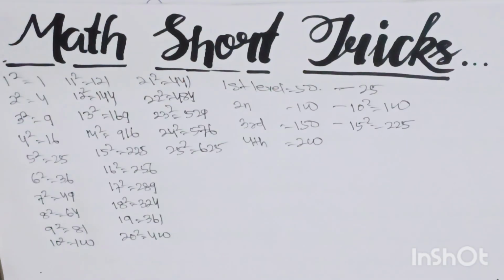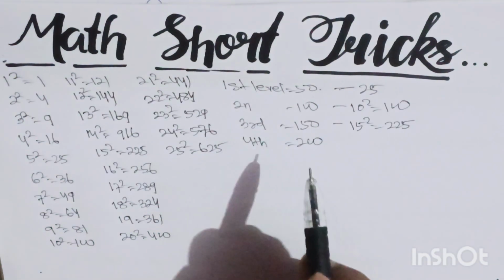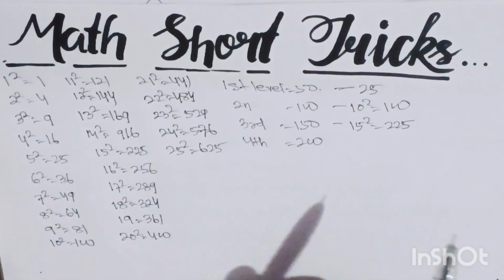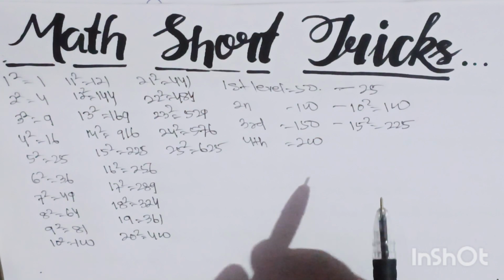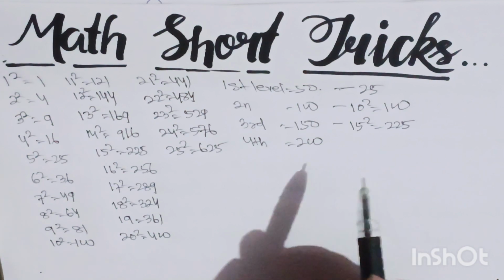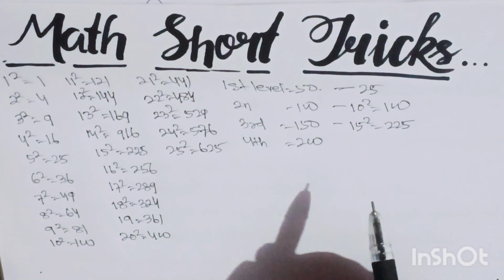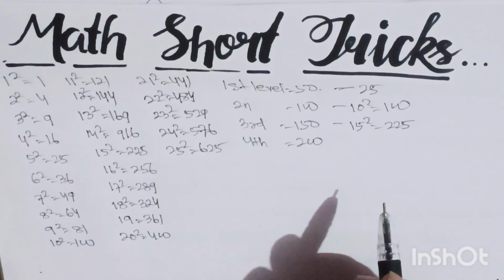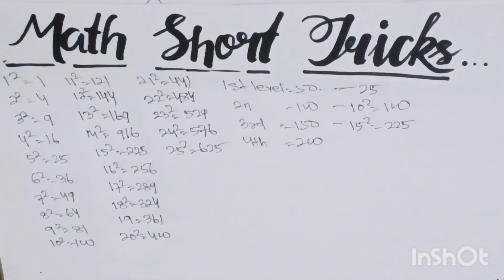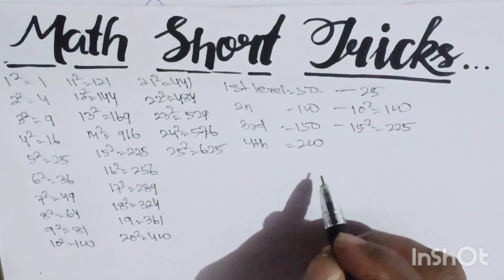Two things you have to find out. First is the serial number of the level. Second is the value of the level. Then you can find out easily the square of any number. The formula to find out the square of a number is equal to G.